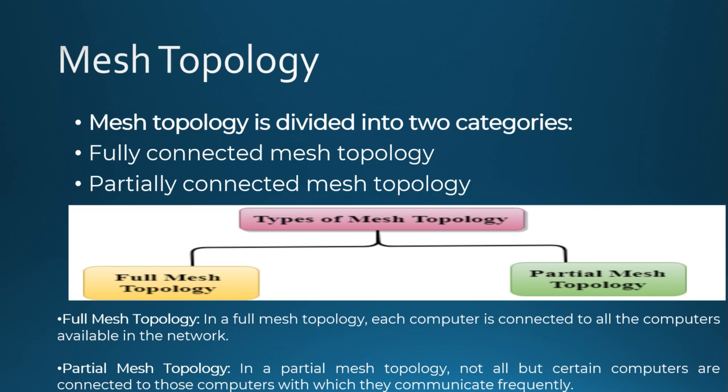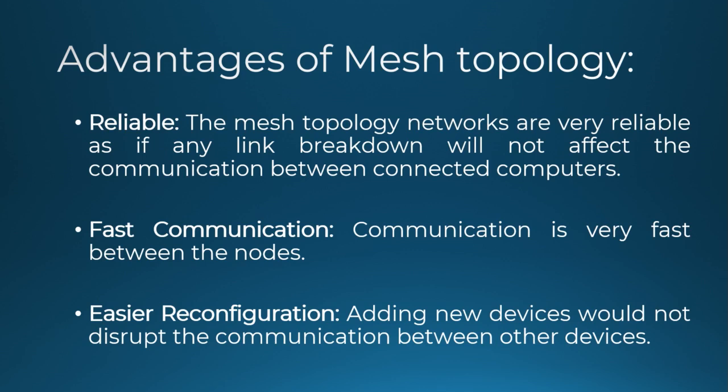Mesh topology is divided into two categories, that is full mesh topology and partial mesh topology. Full mesh topology means each computer is connected to all the computers, and partial means not all, but certain computers are connected to those computers with which they communicate very frequently, where communication is passing frequently between the specific computers.